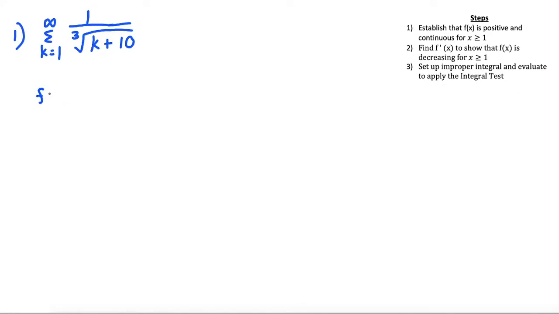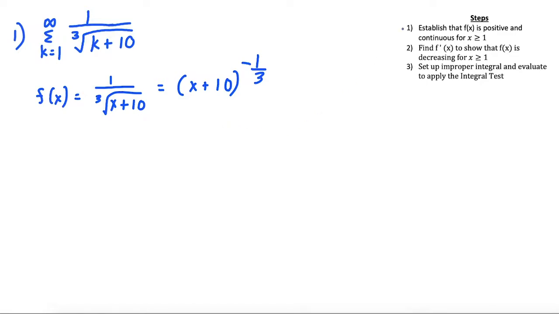So what we'll do first is we're going to just define f of x to equal 1 over the cube root of x plus 10. And if we want to rewrite this a little bit nicer, this is x plus 10 to the negative 1/3 power. This is going to help us in a moment when we have to take the derivative.